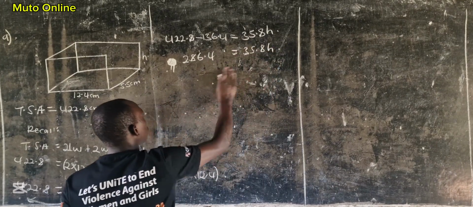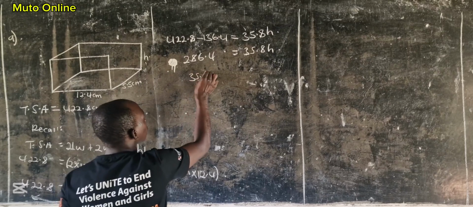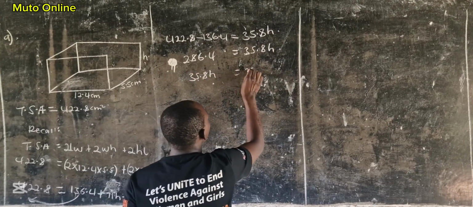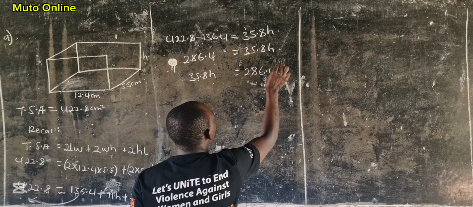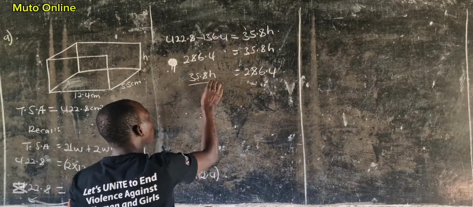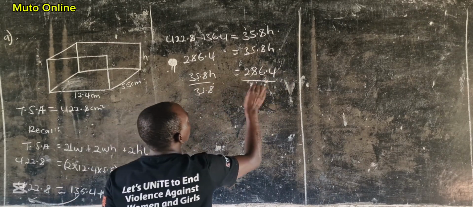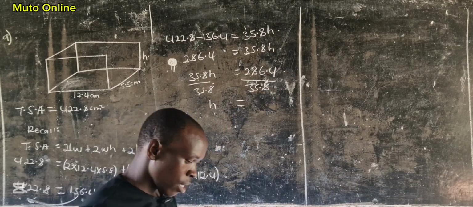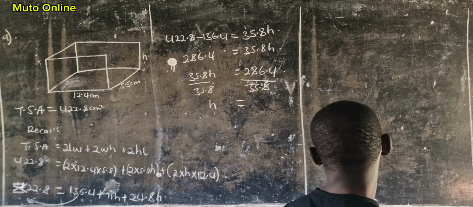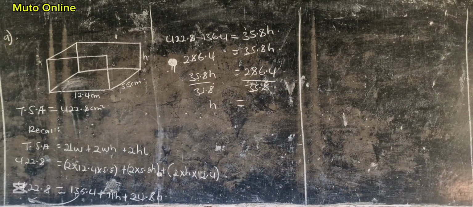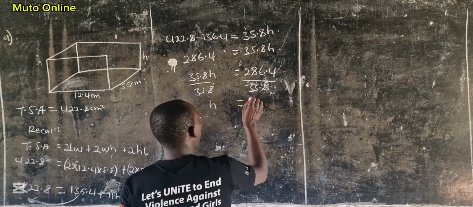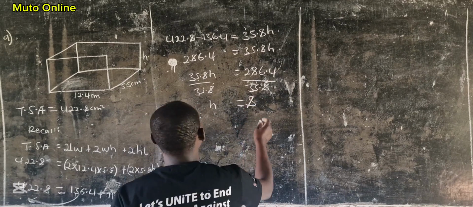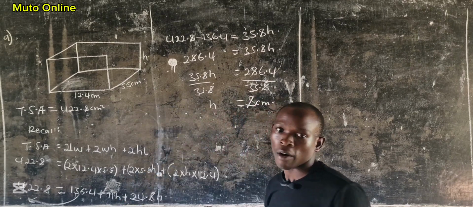So it's good to begin with the unknown, and so we shall have 35.8h, giving us 286.4. So at this point, you can say over 35.8 over 35.8, and our h will now be given as 286.4 divided by 35.8. So we shall have h as 8 centimeters.